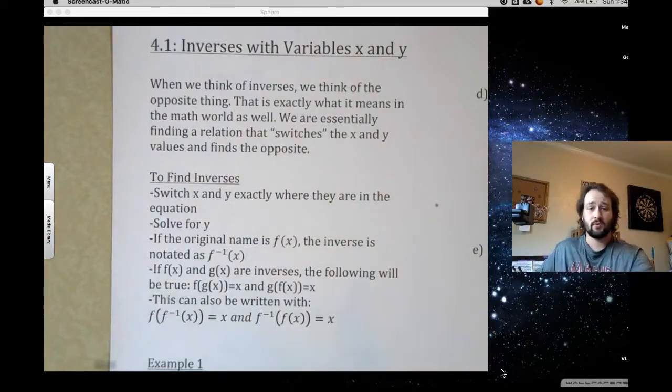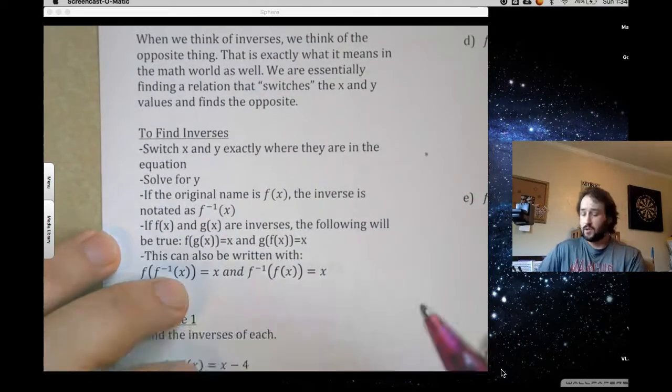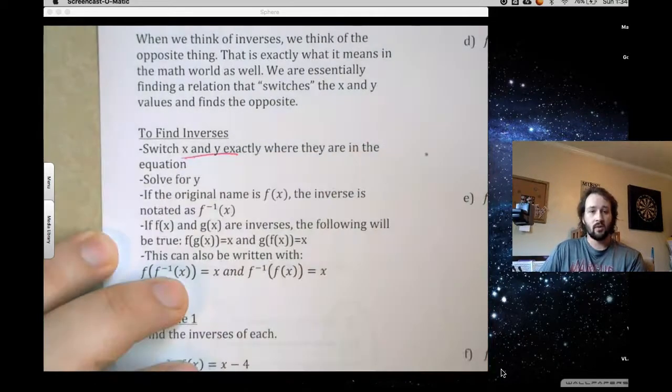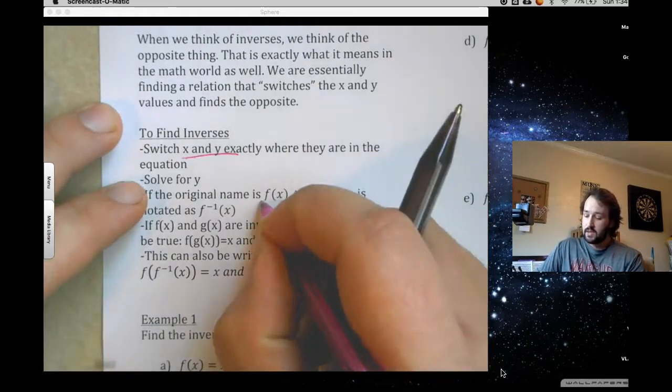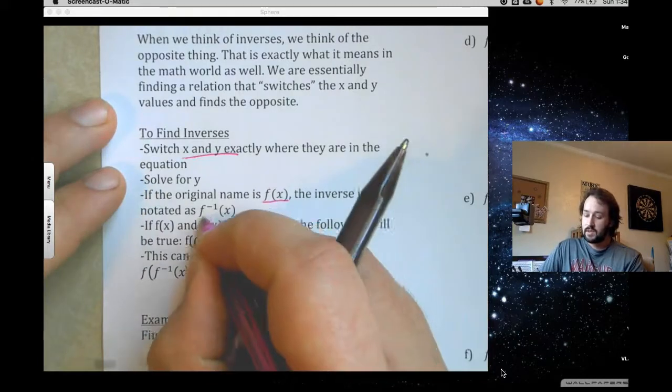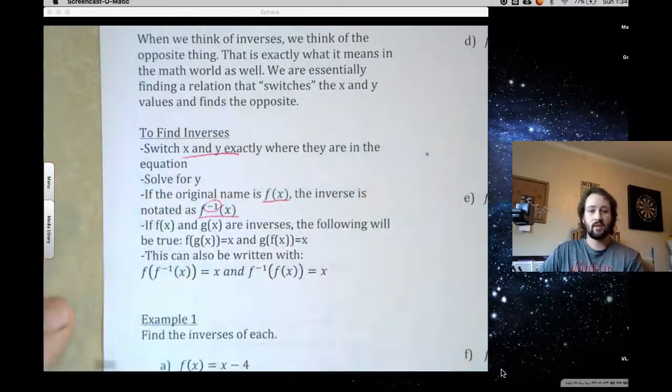So a few characteristics of these. Inverses switch x and y exactly where they are in the equation, and then we can resolve for y to actually figure out what the inverse function is. If the original function is f of x, the inverse is notated with f to the negative 1 of x. That just means the inverse function.